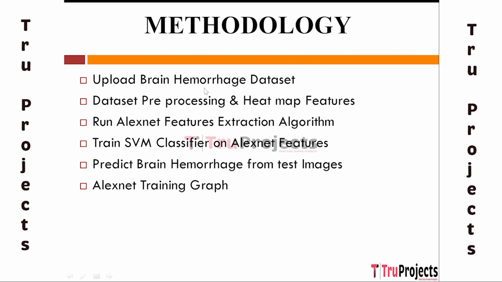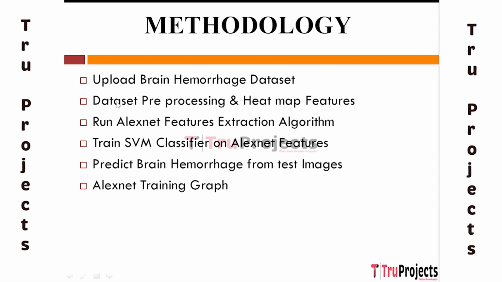In this module, we collect a dataset containing brain scan images, each labeled with information about whether a brain hemorrhage is present or not. The dataset should be appropriately annotated with binary labels, 0 for no hemorrhage and 1 for hemorrhage. It is essential to have a diverse and balanced dataset to ensure the model's effectiveness.